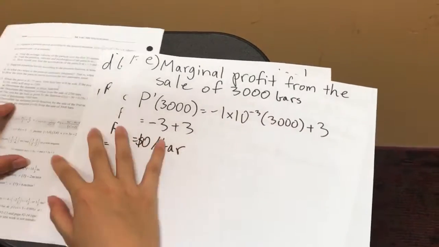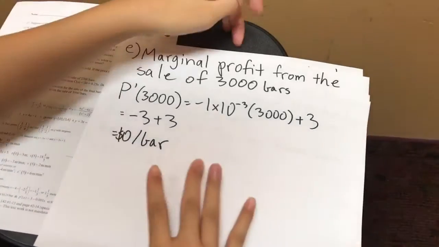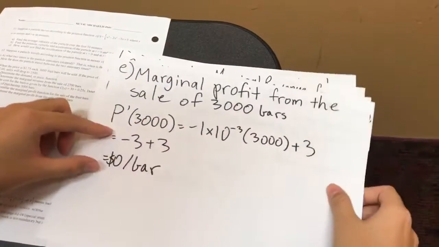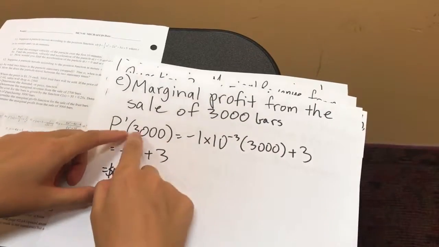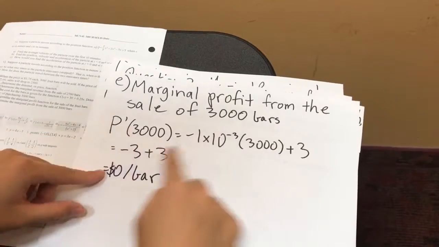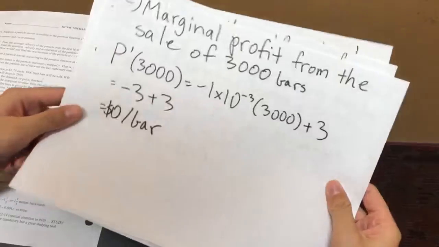The last one is determine the marginal profit from the sale of 3,000 bars. So you have your marginal profit function, which is this, and then all you have to do is plug in 3,000. And then I got the answer of $0 per bar, so you're not making any money.